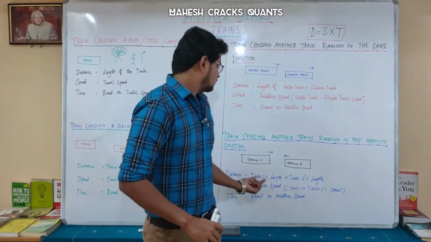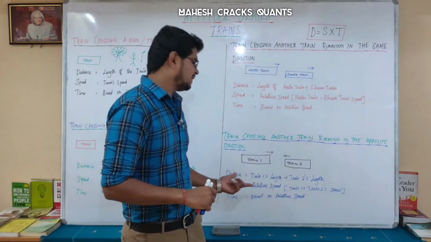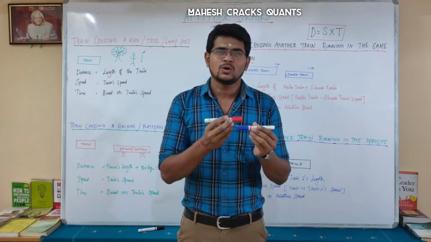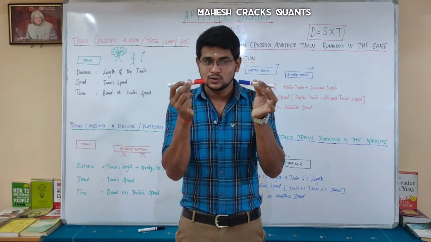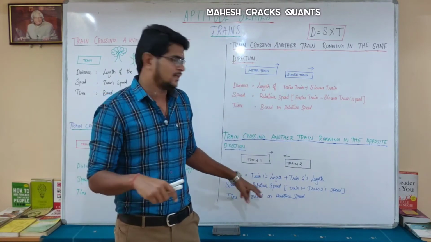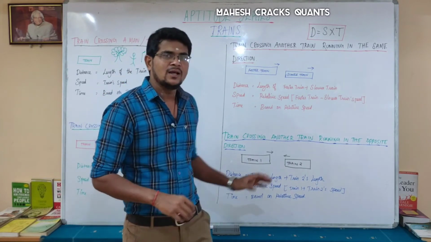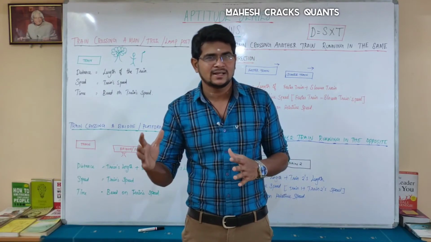Okay, so distance is train 1's length plus train 2's length, and then speed is relative speed. If both are running in the opposite direction, then what is the speed? You have to add the speeds because both together cover the distance. So relative speed you have to add, and then time is based on relative speed. That's all.